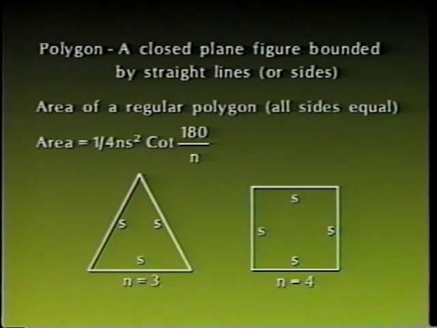A polygon, a closed plane figure bounded by straight lines or sides. Here we have two examples of a polygon, one a triangle and one a square with all sides equal. The area for the solution of this type of figure is 1/4 n s squared, where n is the number of sides, and s is the length of the side, times the cotangent of 180 over n.